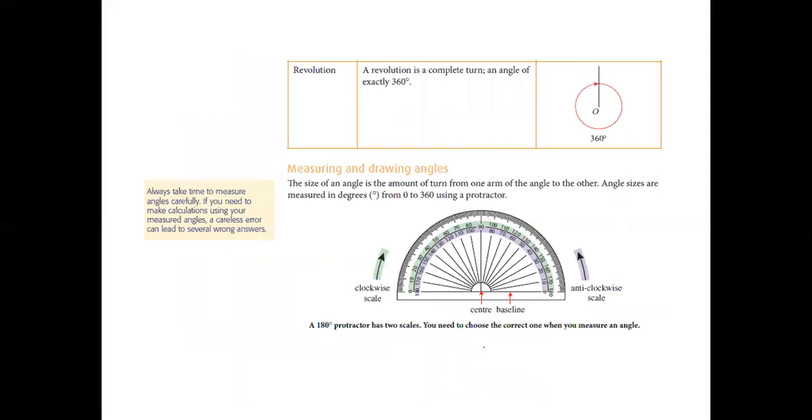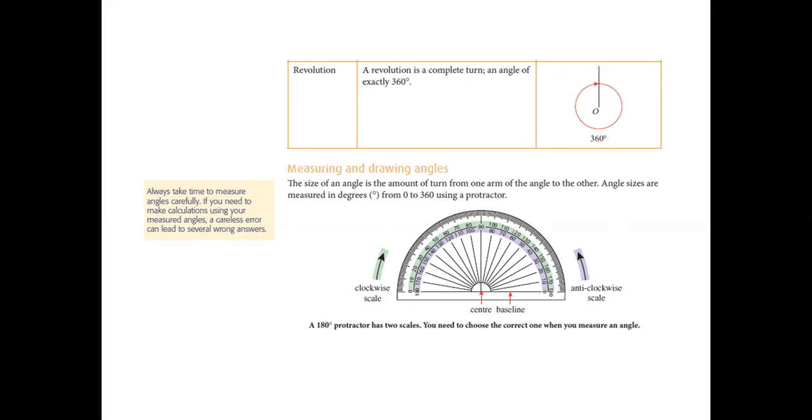Okay, the last term is the revolution. What is a revolution? A revolution is a complete turn, and as you see, a complete turn is like a circle. An angle of exactly 360 degrees. So it's a circle. That's why you can say revolution is also a term, and its degree is always equal to 360 degrees. Okay. Measuring and drawing angles with a protractor.